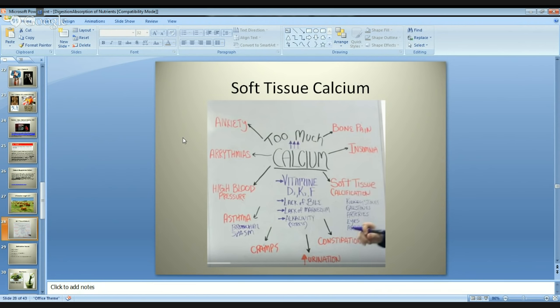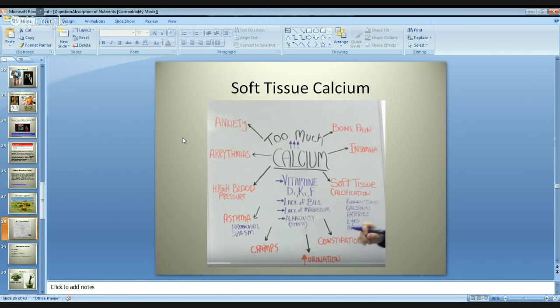So we have anxiety, bone pain, insomnia, soft tissue calcium in the kidneys, gallstones, arteries, eyes. Well, what do you think cataracts are? That's calcium. Constipation. Oh, yeah, check this out. Increased urination. Yeah, it's too much calcium. If you want to know the name of the condition, it's called hypercalcemia. It's too much calcium in the blood.